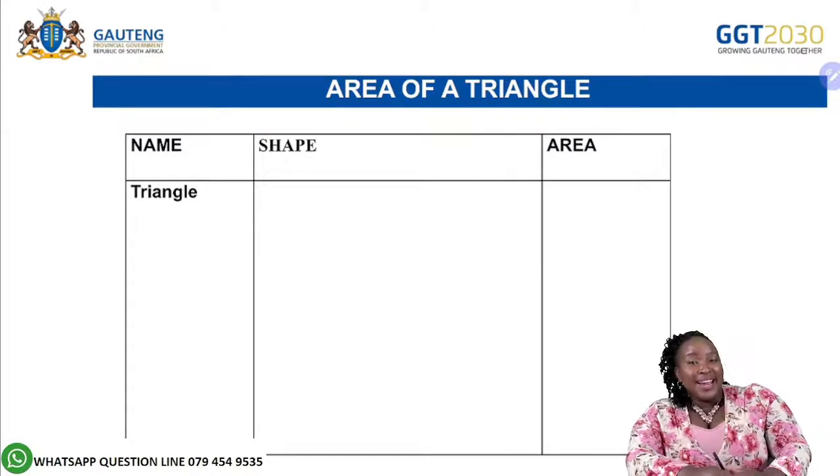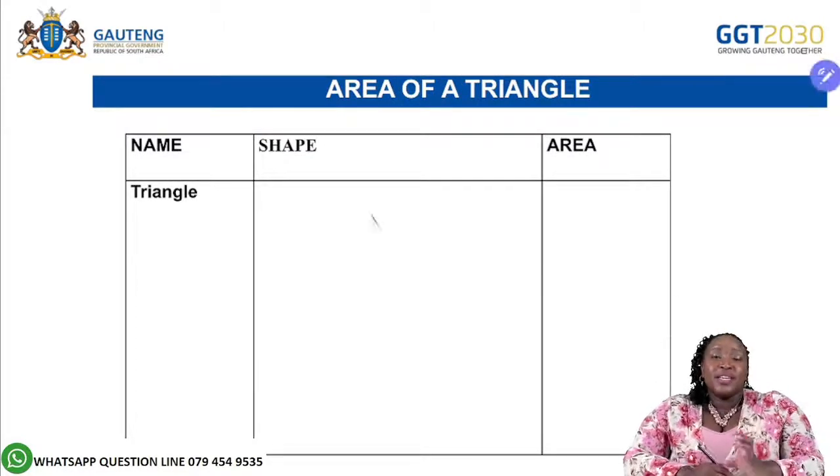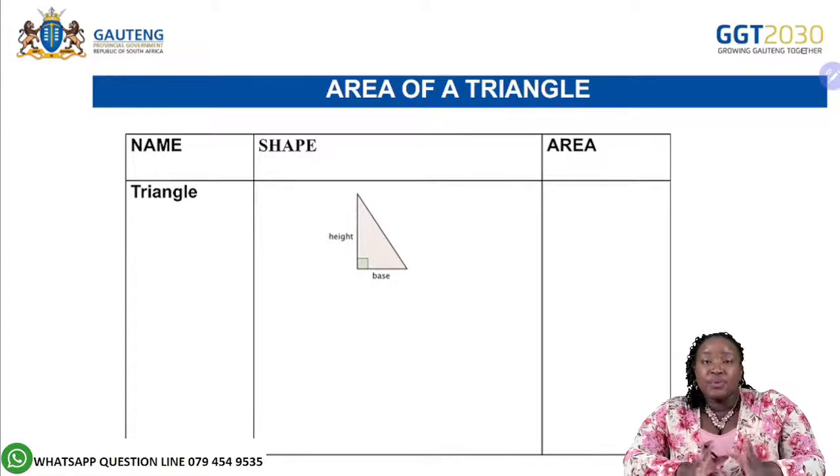And then there's a triangle. Now, a triangle is a standard. We have a right angle triangle like this one where we have a base and a height. That's easy to recognize, right? But sometimes you find that it's not easy for you to recognize which part is your base and which part is your height. Why do you need to recognize those?